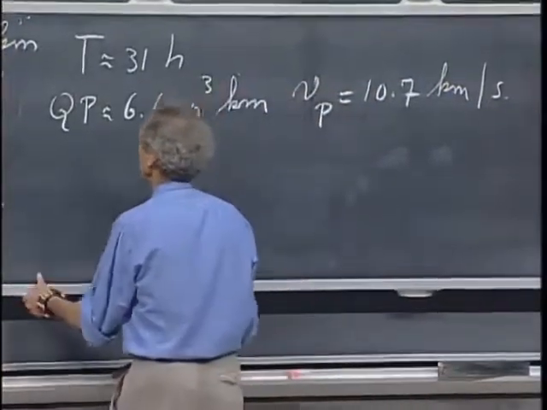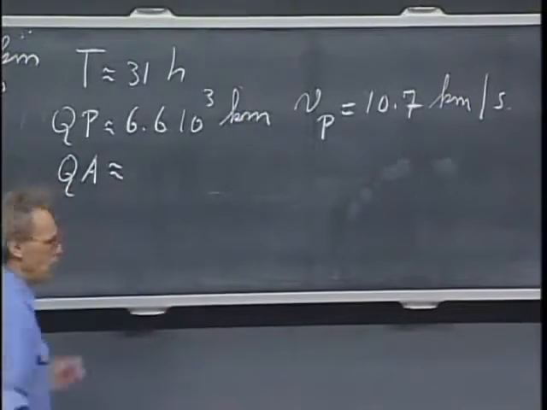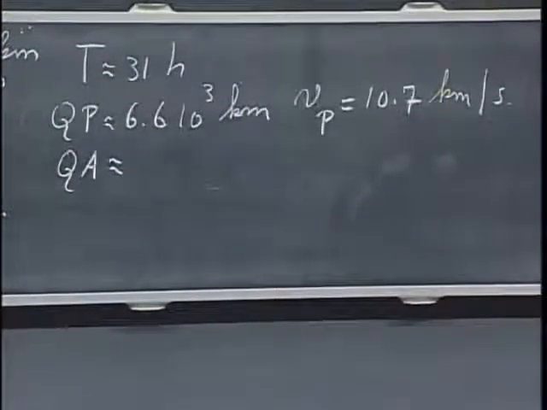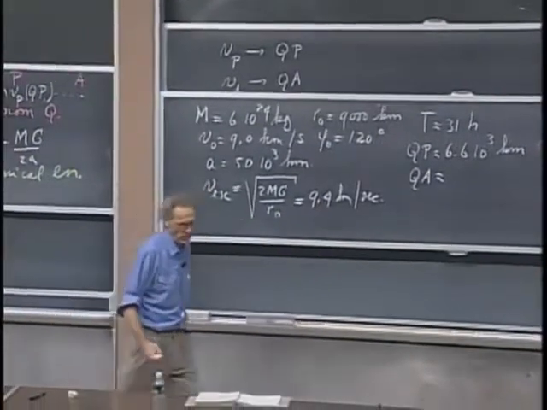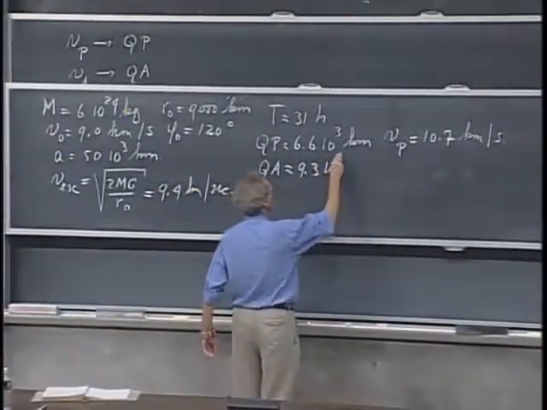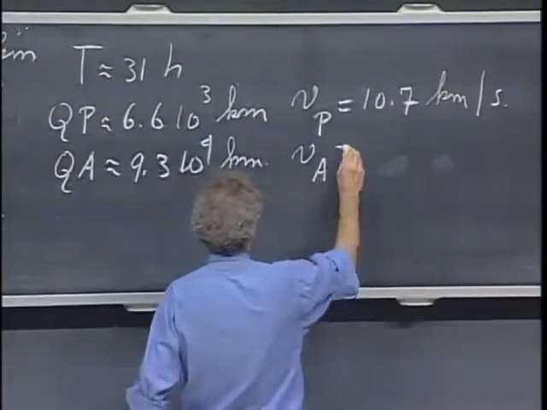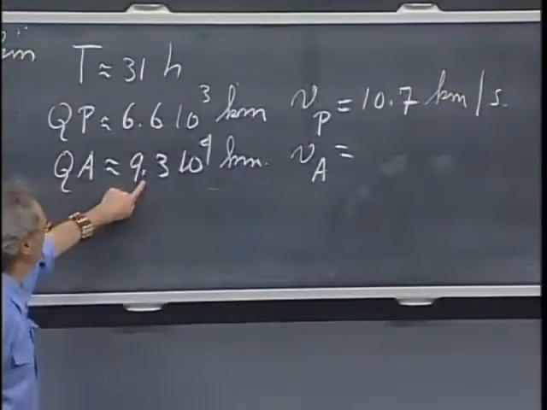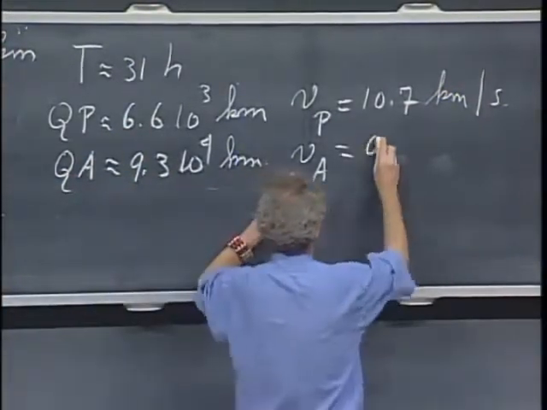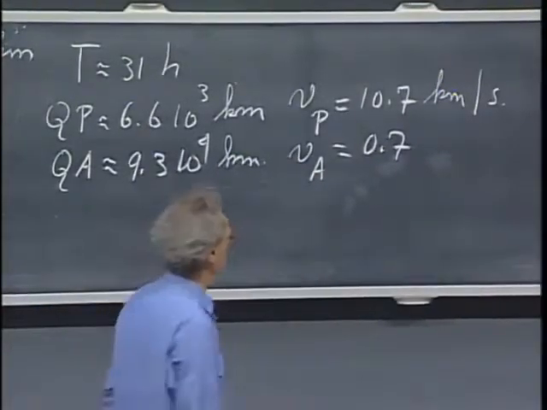My second solution then is that QA turns out to be huge. No surprise, because we know that the semi-major axis is 50,000 kilometers. We find 9.3 times 10 to the 4 kilometers. And we find for VA, this value is 14 times larger than this one, and so the velocity will be 14 times smaller. I think it's 0.75 kilometers per second. Yes, that's what it is.